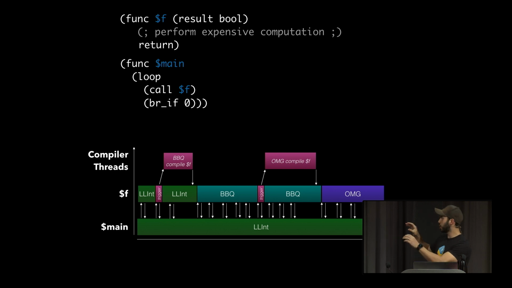So the problem with that picture is not f, right? It's main. If you had something very expensive going on in main as well, now we're stuck in the interpreter. And again, it's not super fast. We want to get out of there.